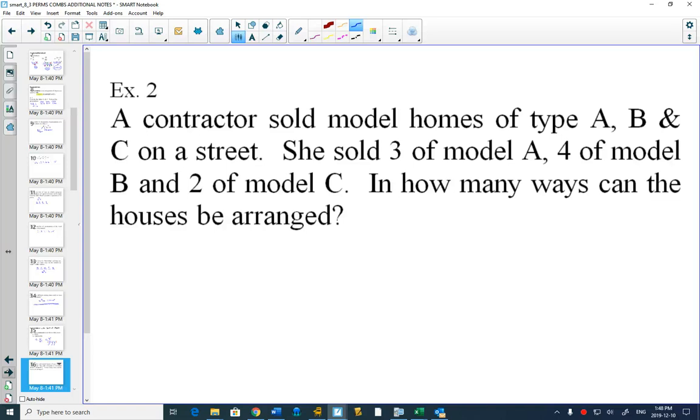A contractor sold model homes of type A, B, and C on a street: 3 of model A, 4 of model B, and 2 of model C's. How many ways can the houses be arranged?